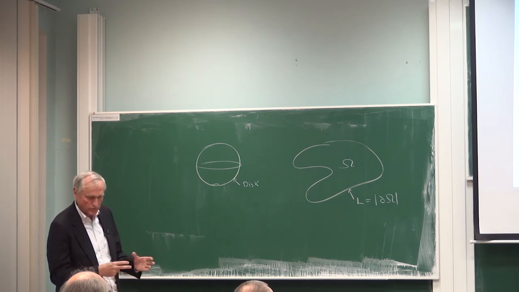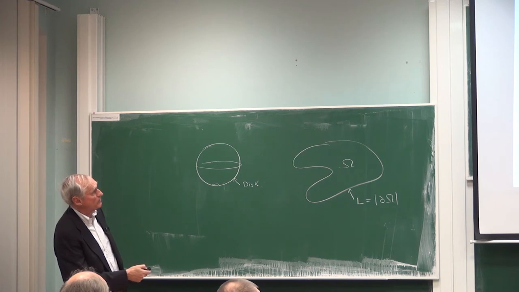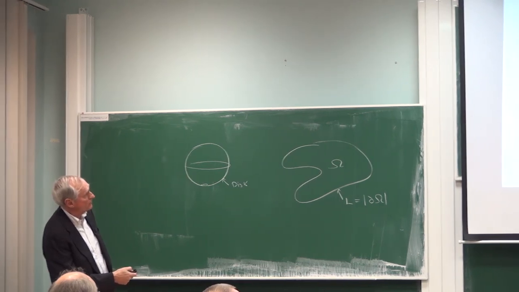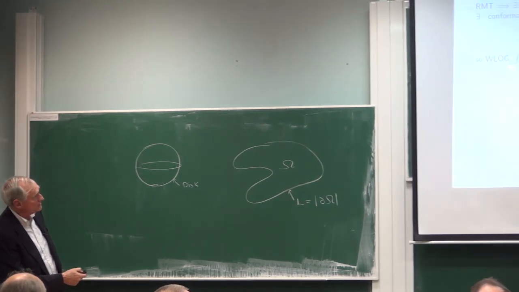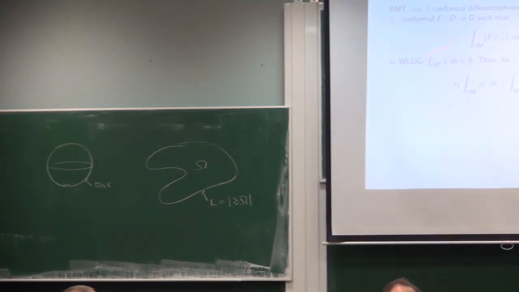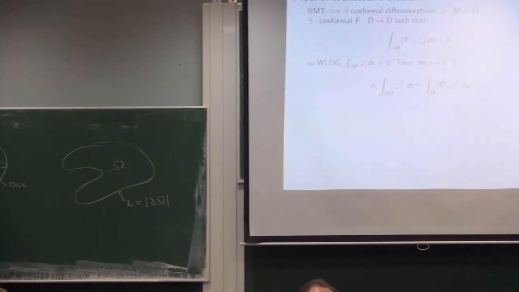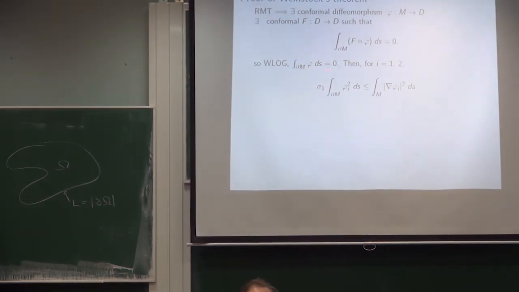So we balance it with respect to a measure, which is the boundary measure on the boundary of M. And so without loss of generality, we can choose our conformal automorphism, conformal diffeomorphism, so that it's balanced on the boundary. So phi is just phi 1, phi 2. So each component integrates to zero. And so in particular, we can then use the variational characterization for sigma 1.